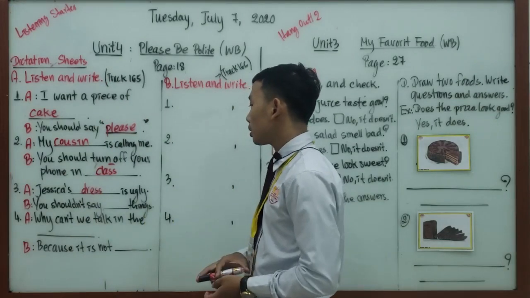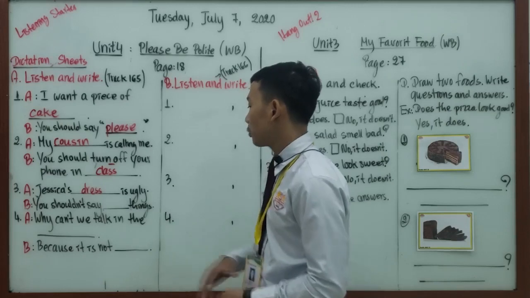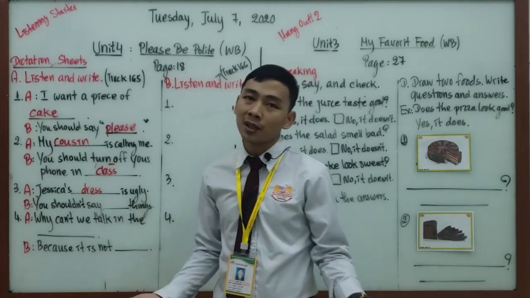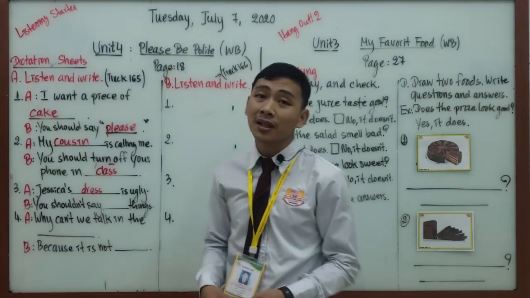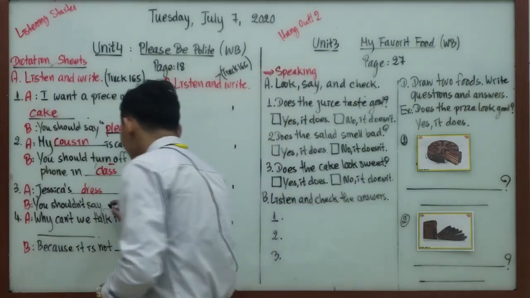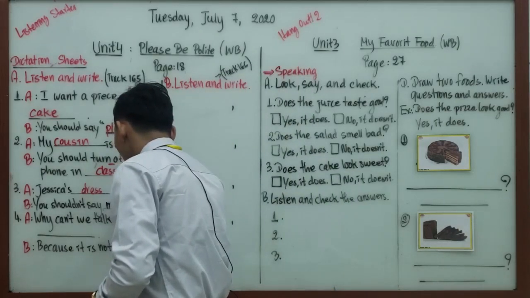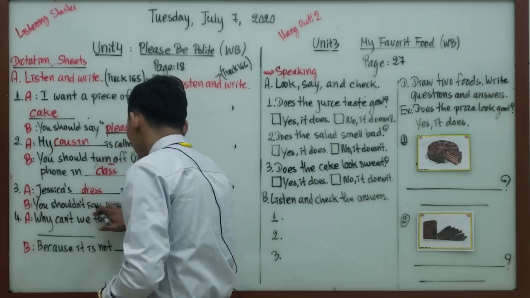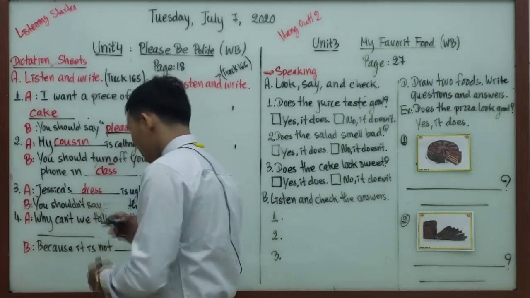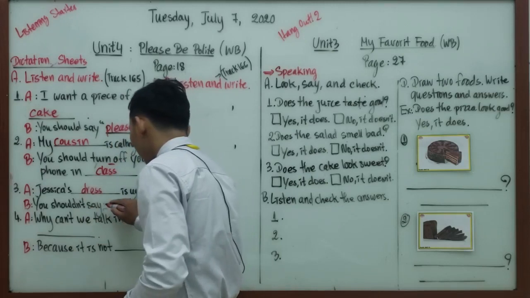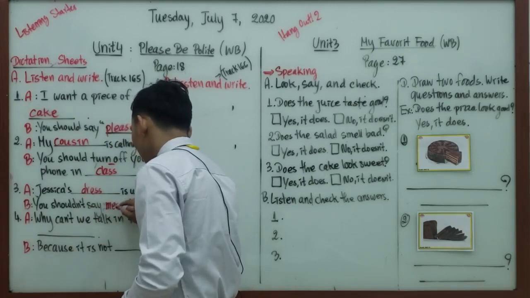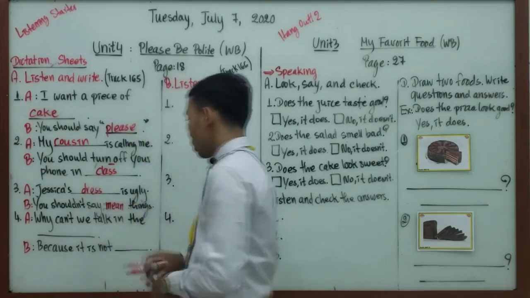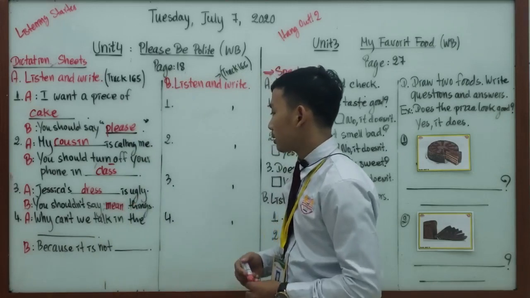B. You shouldn't say, what is it? You shouldn't say, what did you hear? Yes, you're right, mean, right? You shouldn't say mean things. Oh, no. We should not write it in black marker, but with red marker. Mean. You shouldn't say mean things.